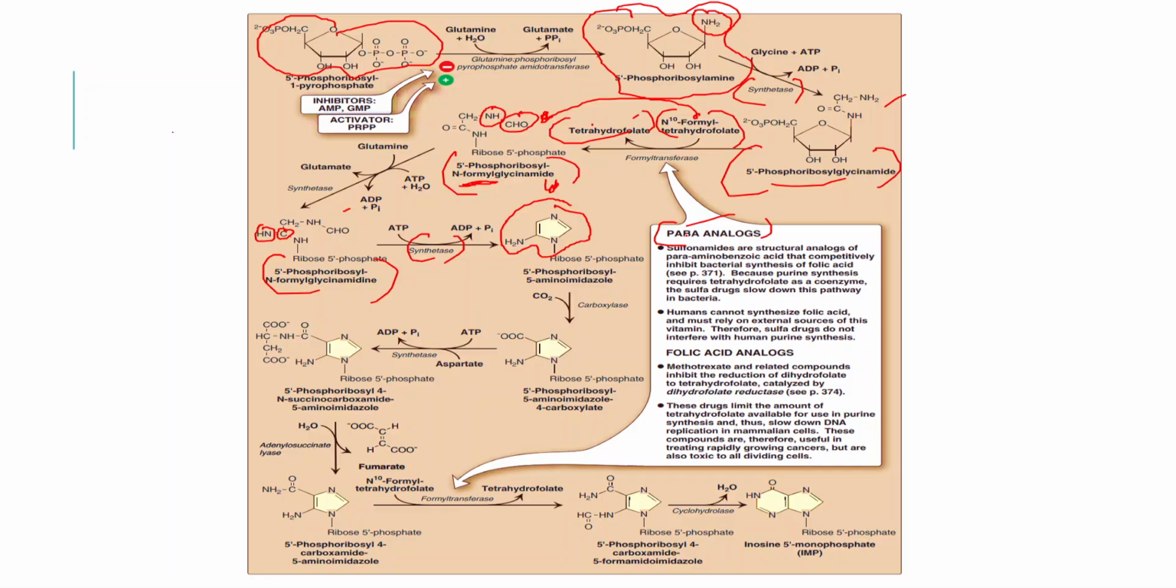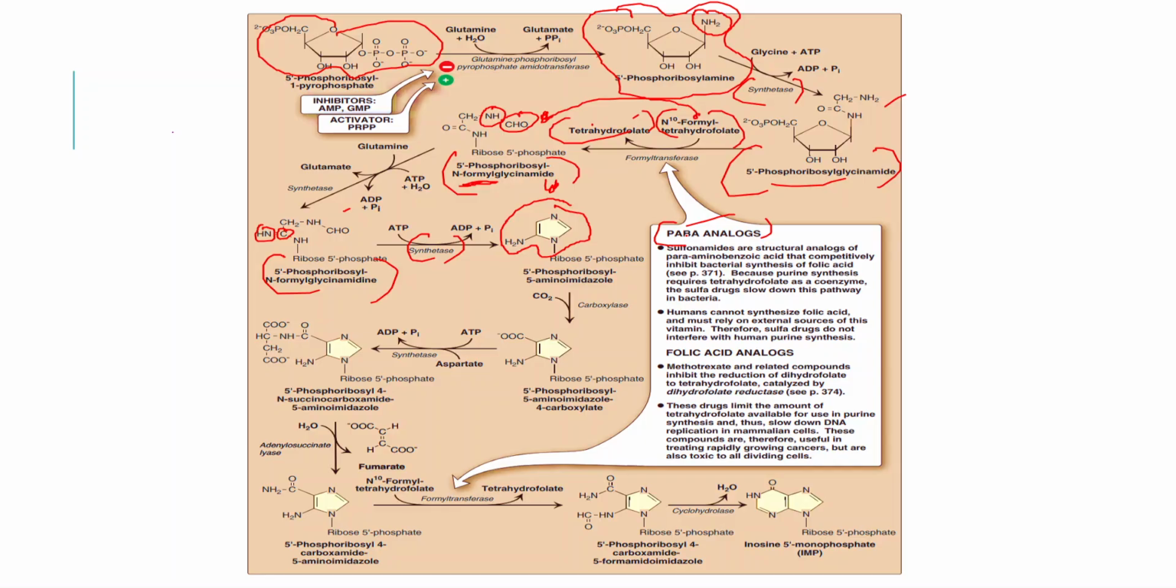Okay, so these folic acid analogs resemble the structure of dihydrofolate reductase or the formyl transferases, and inhibit the conversion of formyl tetrahydrofolate to tetrahydrofolate. Okay, so they inhibit the one carbon transfer reaction step. So by inhibiting that step, the entire purine synthetic pathway will get inhibited in the bacteria, and eventually the bacteria will die.